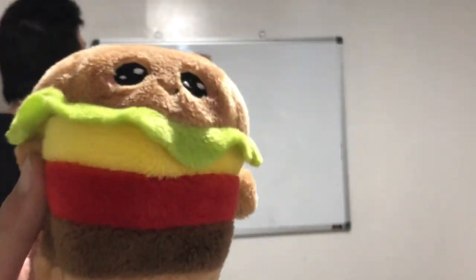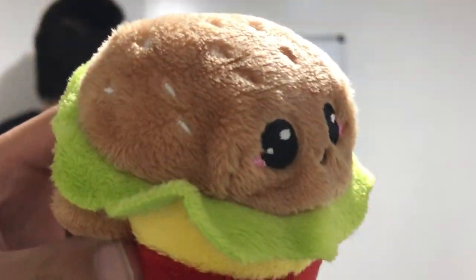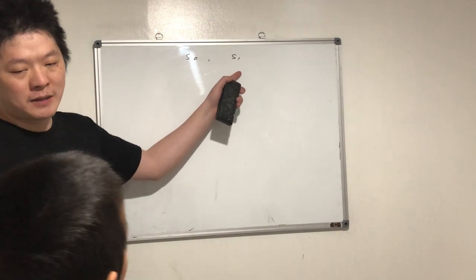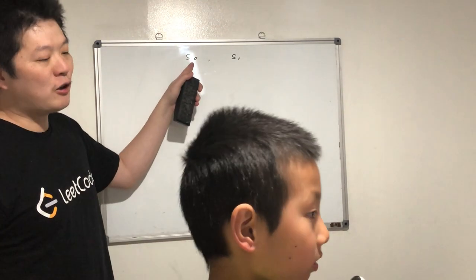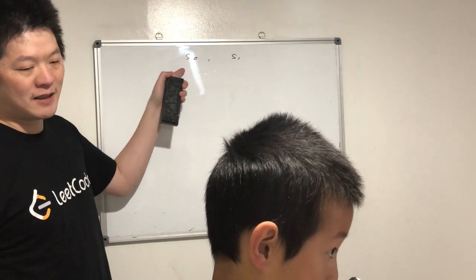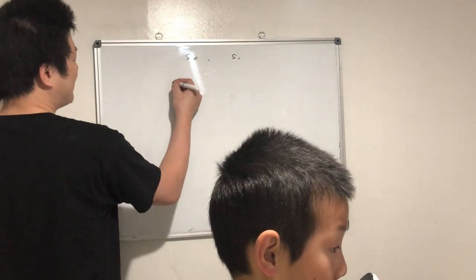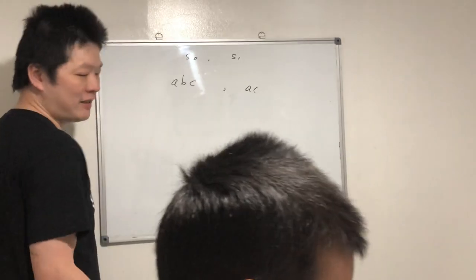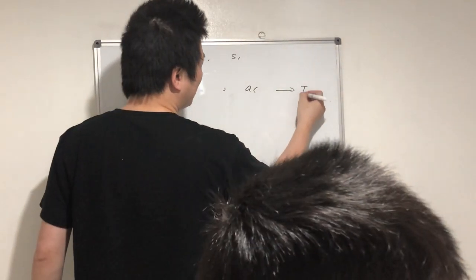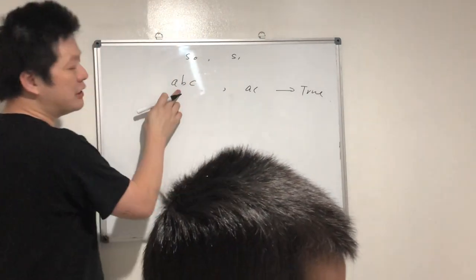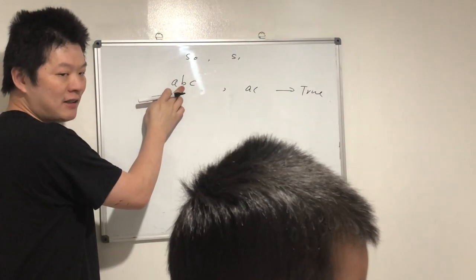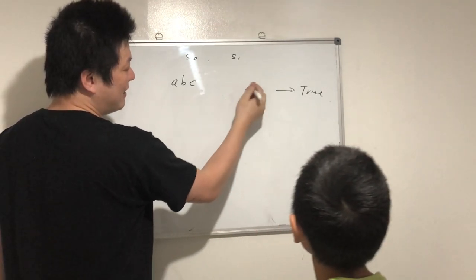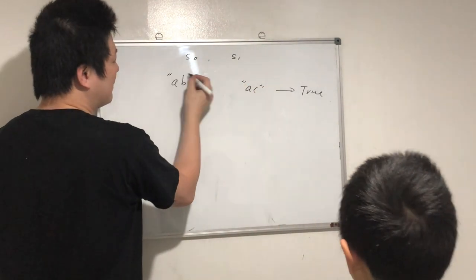Okay, so today we talk about... Do you like burgers? There are two strings, S0 and S1. We want to check if S1 can be obtained by deleting or removing one character from S0. For example, S0 is ABC and S1 is AC. Then you need to tell me it's true, because if we remove the B from S0, then we can obtain AC. Yeah, this is easy.